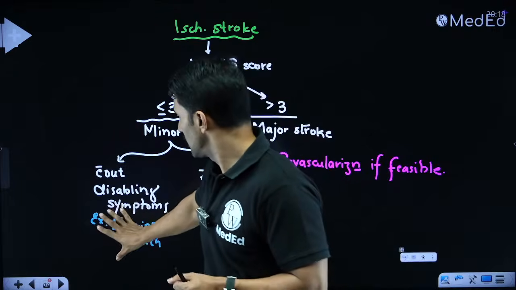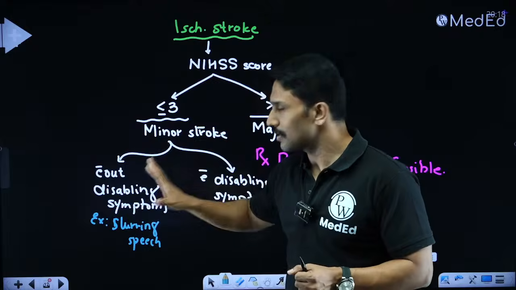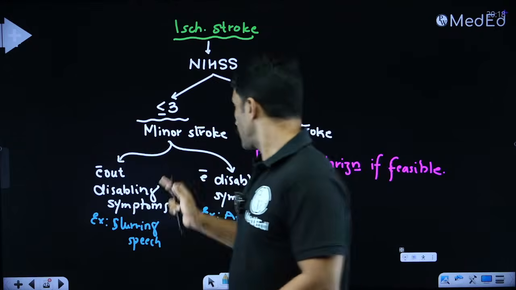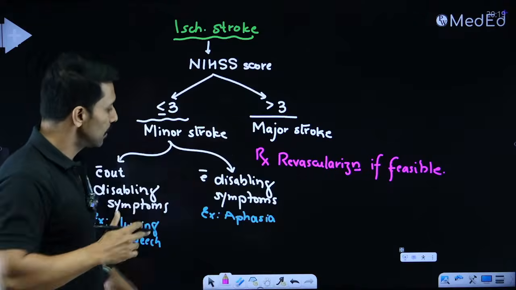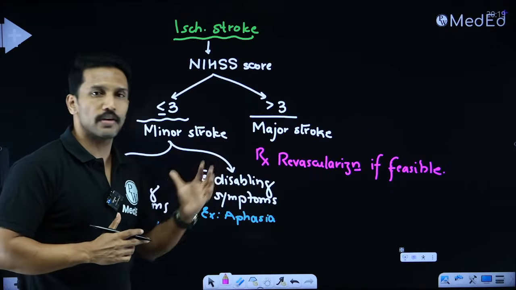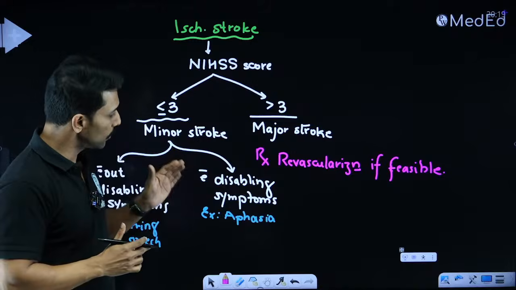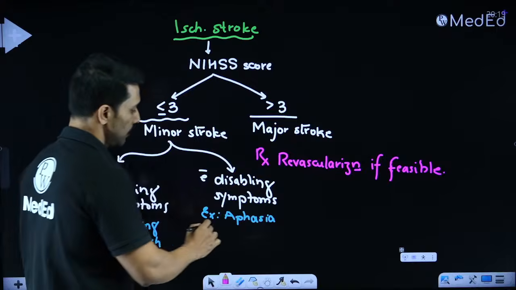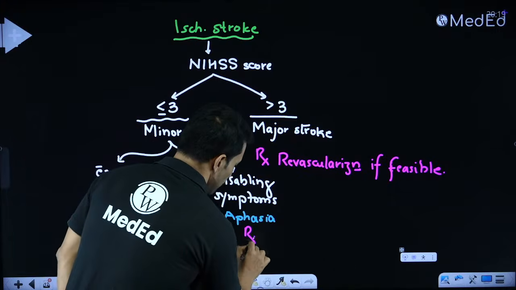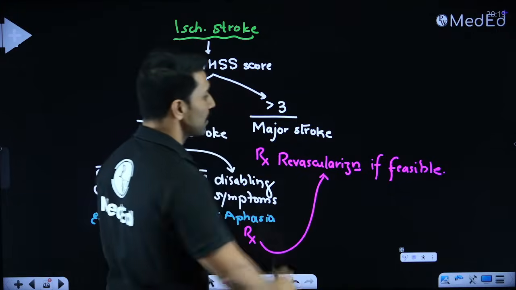So that's the minor stroke without disabling symptoms. If I have a minor stroke with disabling symptoms, in the past these cases were not taken up for revascularization. But today in 2026, these cases can also be taken up for revascularization. So their treatment is going to be again thinking about revascularization.